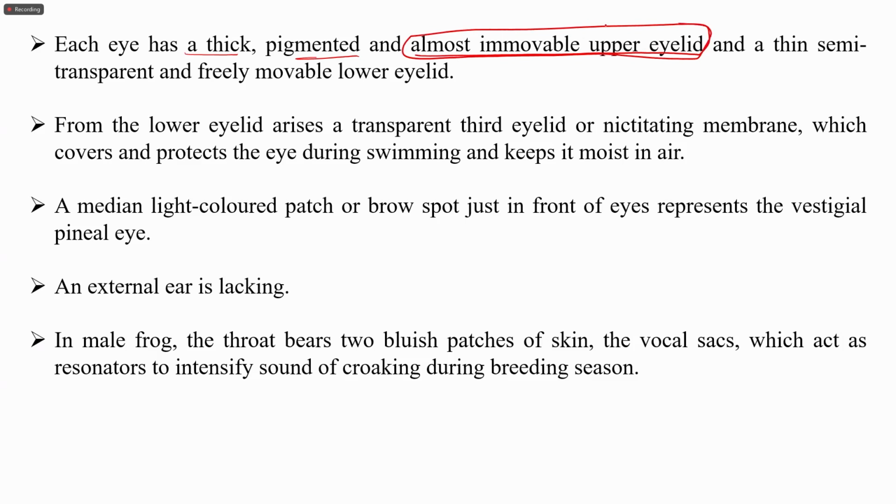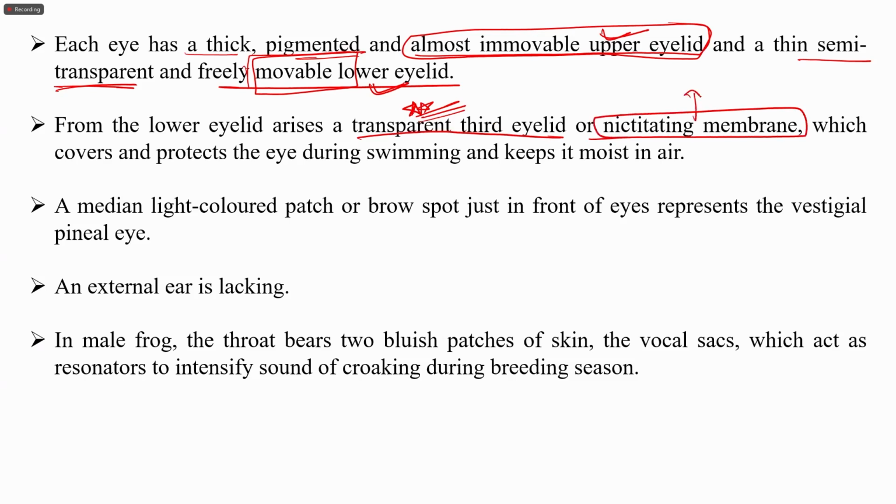So the upper eyelid is immovable, almost immovable, and there is a thin, semi-transparent, freely movable lower eyelid. And from the lower eyelid arises a transparent third eyelid. This is very important. In frogs, there is a transparent third eyelid, which is also known as the nictitating membrane.